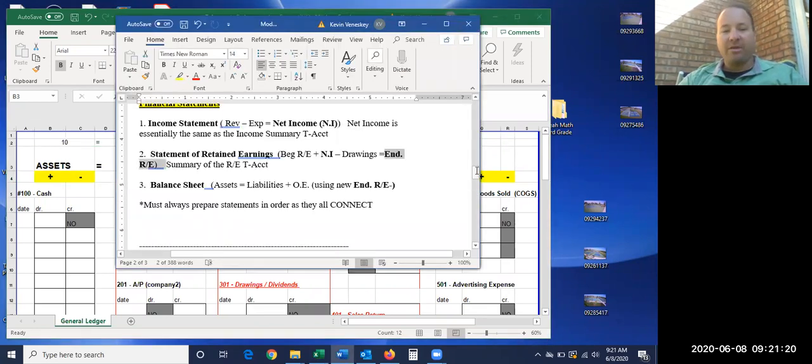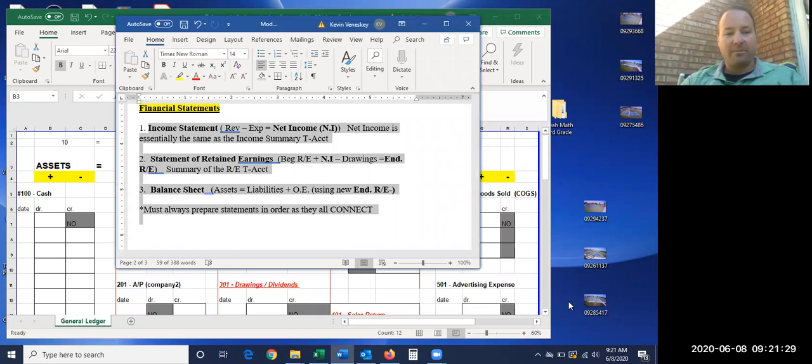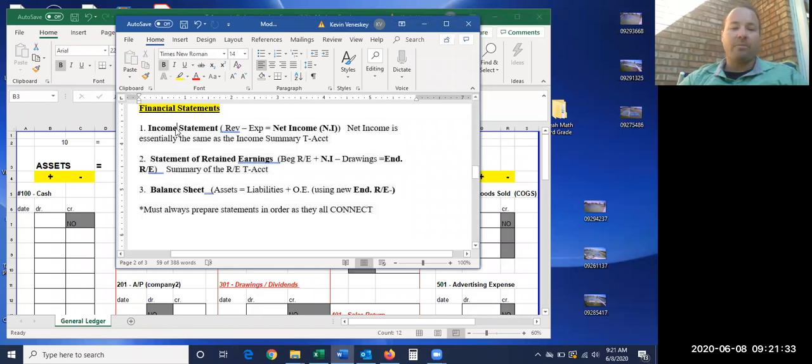You have to prepare these in order, otherwise it just doesn't work out. So that's the biggie when we're talking about the financial statements: you've got to prepare them in order. And then you just have to remember which items go in which statement. And it's just work backwards.